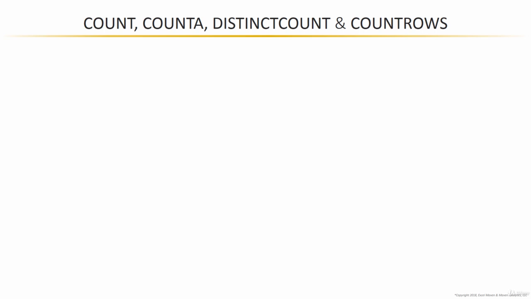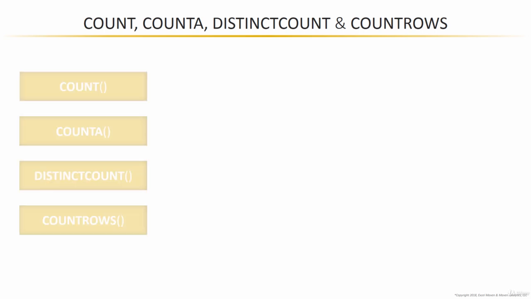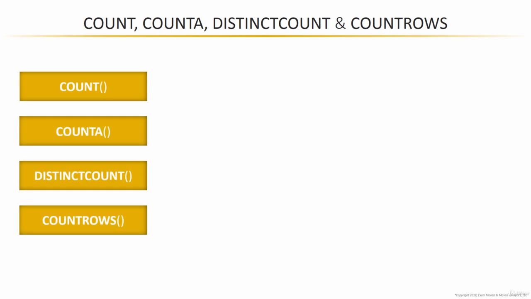The next group of measures that we're going to talk about are the counting measures. These are really helpful. We're going to talk about 4 different count functions here: count, count A, distinct count, and count rows. They all work in a very similar way. They just count slightly different things.